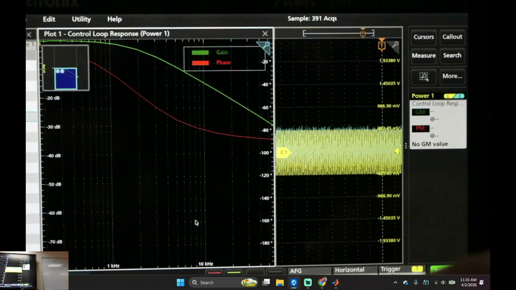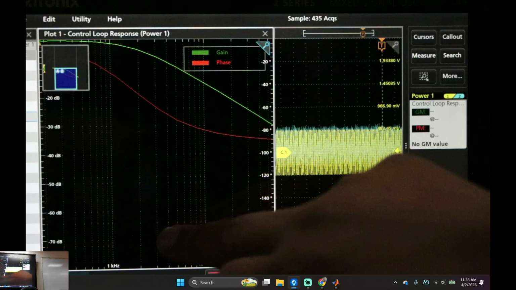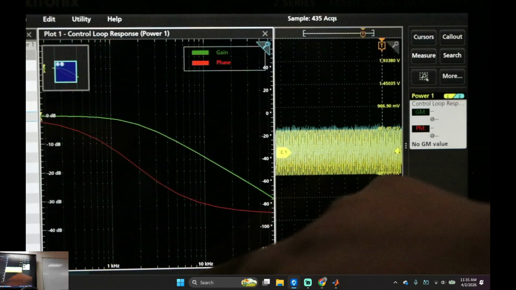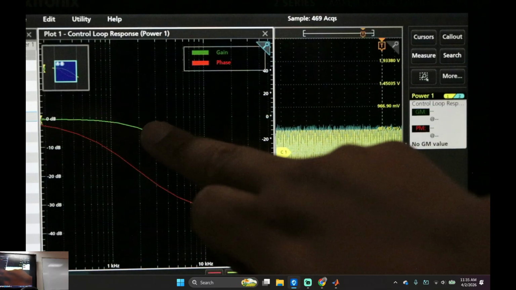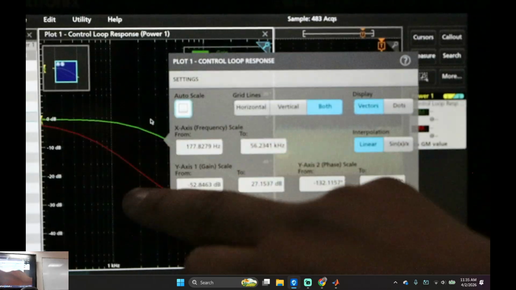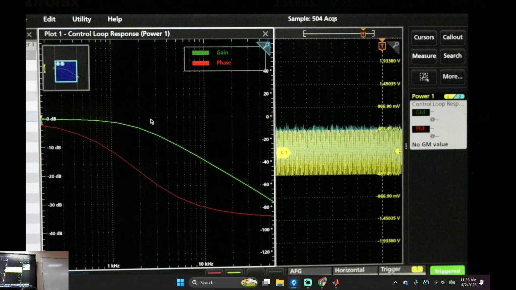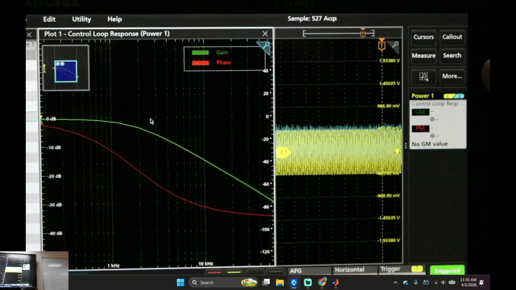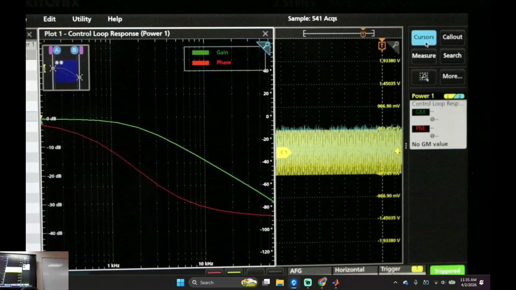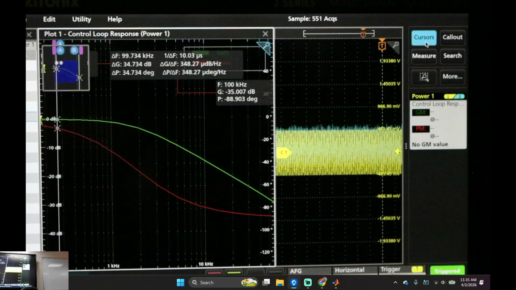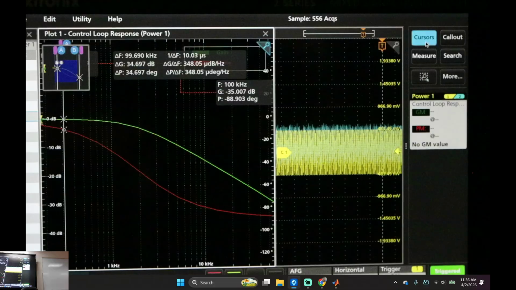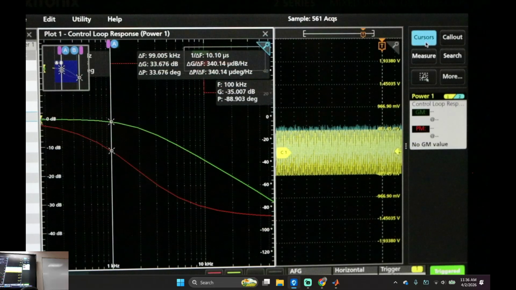Is that a lot better? Yeah. Cool. Now let me just see if I can do a cursor measurement. I wonder if I can measure with my cursors. Cursors. Yes. There you go. We're making money, because we're getting results.